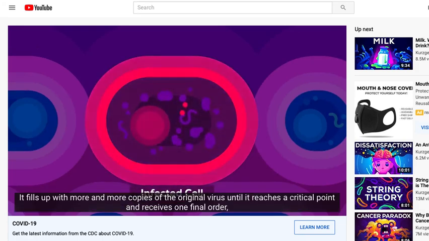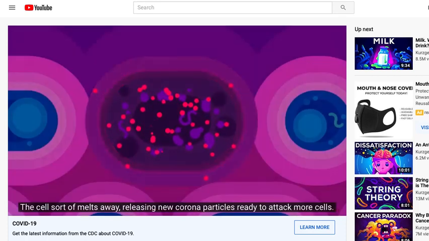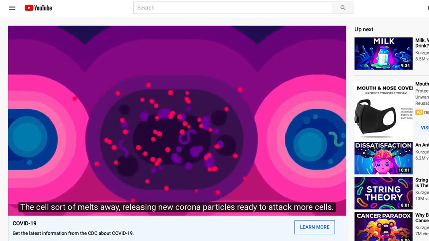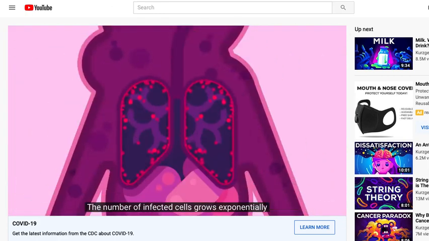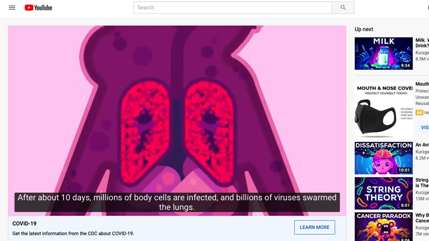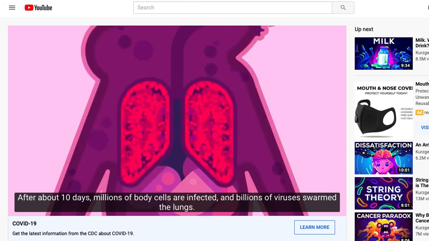It fills up with more and more copies of the original virus until it reaches a critical point and receives one final order: self-destruct. The cell sort of melts away, releasing new corona particles, ready to attack more cells. The number of infected cells grows exponentially. After about 10 days, millions of body cells are infected and billions of viruses swarm the lungs.